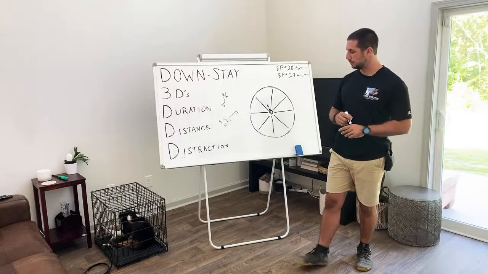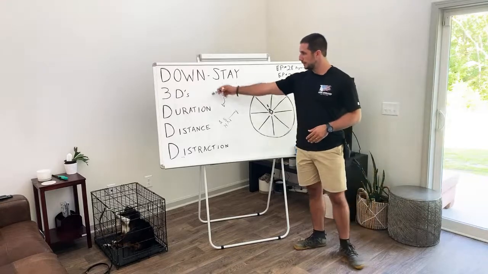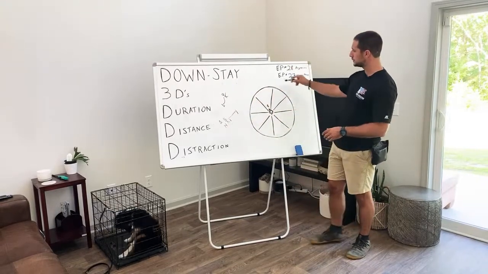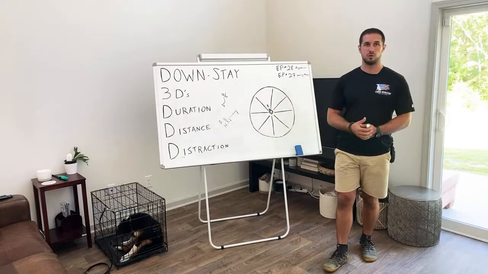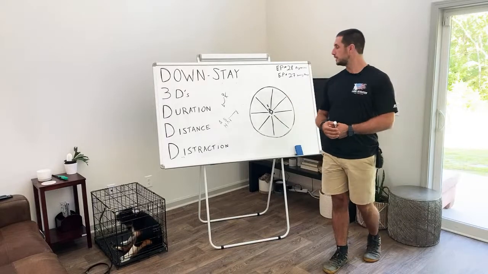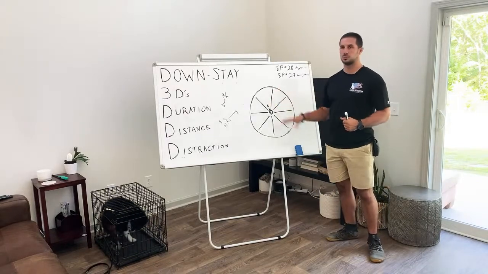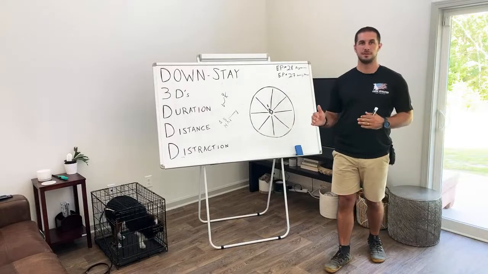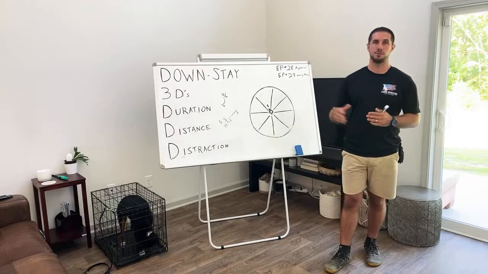Before we go into a little bit of a live demo, let me talk about real quick, okay? You go through the triple D, duration, distance, distraction. You go through all these drills. You go through the wagon wheel. The dog has a pretty good understanding of what to do, all right? The dog is pretty reliable during these drills, these routines. Now it's time for you to push the limit. You have to put your dog in a down stay for a period of time where they get bored, all right?